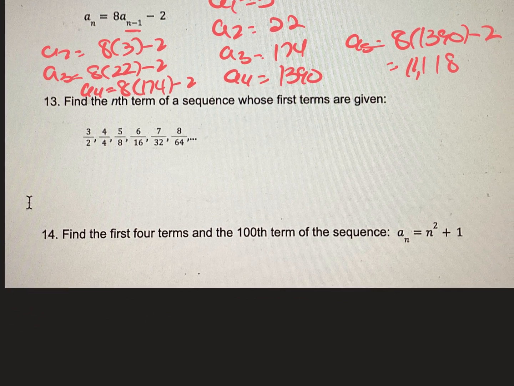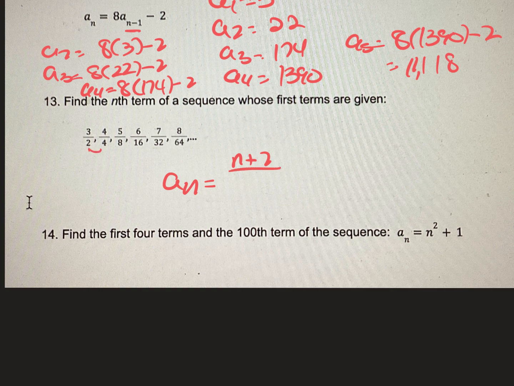Number 13, find the nth term of a sequence. You've got to find the formula. All right, so first of all, I'm looking at the numerator. It's going up by 1, and it starts with 3. So if I just do n plus 2, think about that. If I put a 1 in there, I get 3. 2 in there, I get 4. 3, I get, that works perfect.